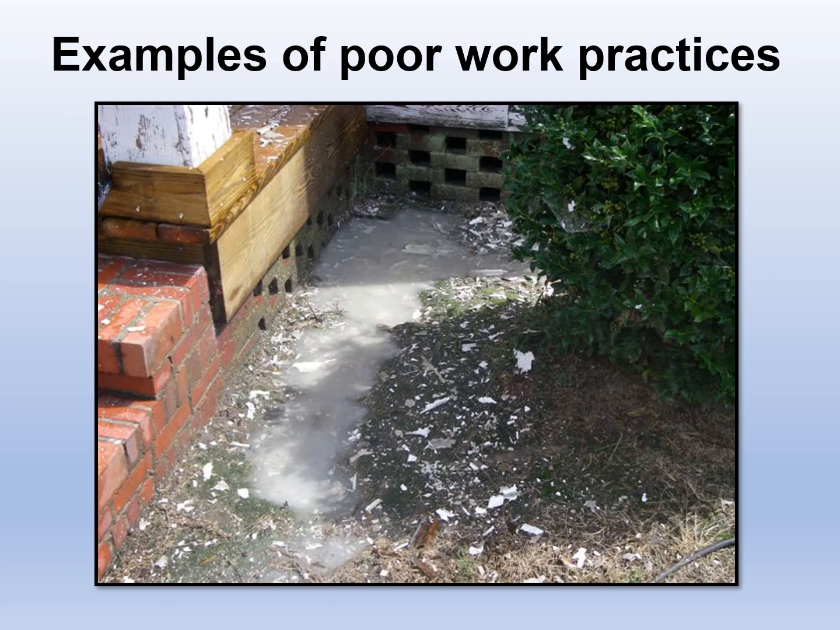So when we look at examples of poor work practices, this is a situation where you do not see any poly on the ground, but you see a whole lot of chipped paint that has covered the steps and the ground as well. This could potentially be a violation of our RRP rules in the state of North Carolina if an inspector was to come out and see this horrible, horrible scene.